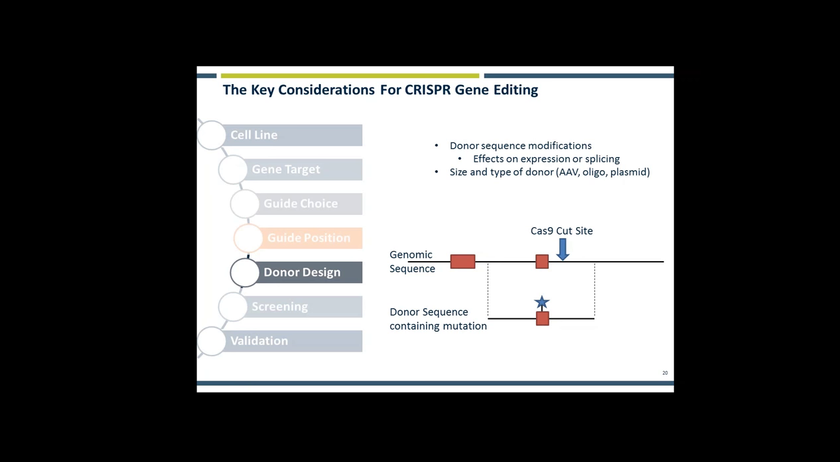Also at this point, you'll want to consider the type of donor that you want to use and its size. So if, for example, you're making a single nucleotide polymorphism, so just a single base change, then a single-stranded oligo donor is going to be sufficient. If, on the other hand, you want to introduce a large sequence, such as an epitope tag, then you may be interested in using a plasmid instead, for example.